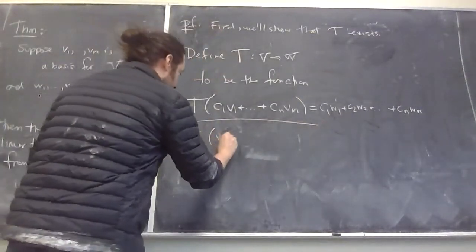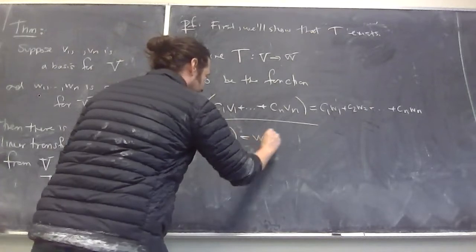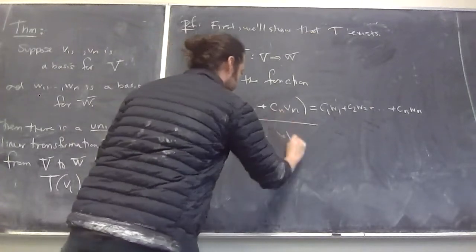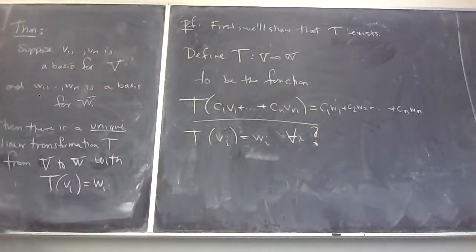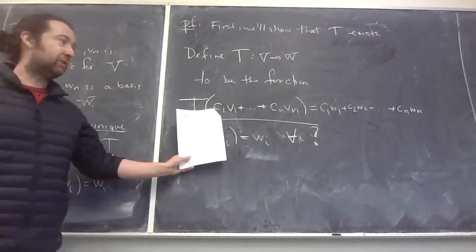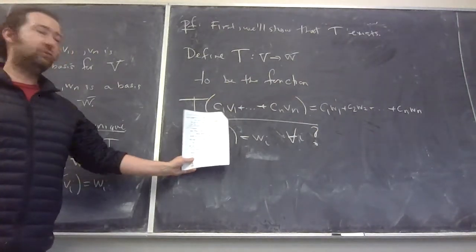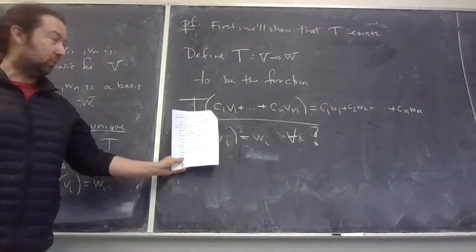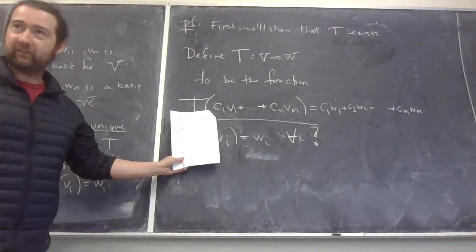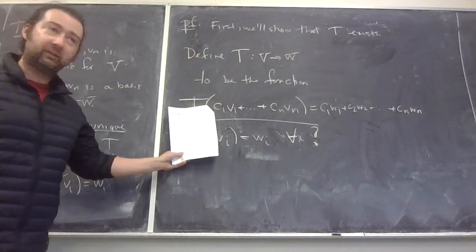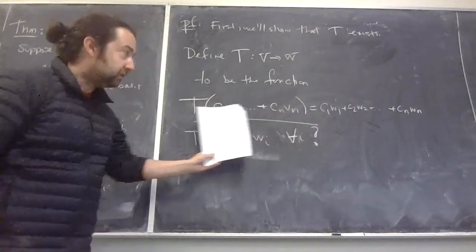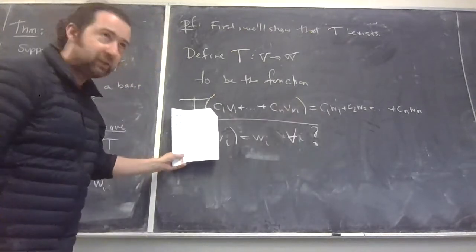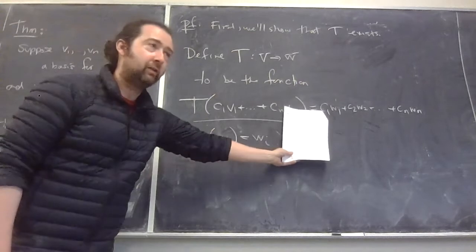Is T of Vi equal to Wi for all i? Is that true? Well, which particular collection of C's would you use to get, say, V1 to fall out? Well, 1 for C1 and 0 for all the rest of them, right? But if C1 is 1 and all the rest of the C's are 0, then the output is going to be W1. So V1 goes to W1 because if you let C1 be equal to 1 and everything else be 0, the 1 just carries over to the W1.